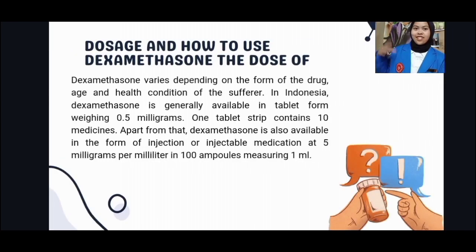Okay, the next slide. Dosage and how to use dexamethasone. The dose of dexamethasone varies depending on the form of the drug, age, and health condition of the sufferer. In Indonesia, dexamethasone is generally available in tablet form weighing 0.5 milligrams. One tablet strip contains ten tablets. Apart from that, dexamethasone is also available in the form of injectable medicine at 5 mg per milliliter, in 200 ampoules measuring 1 milliliter.